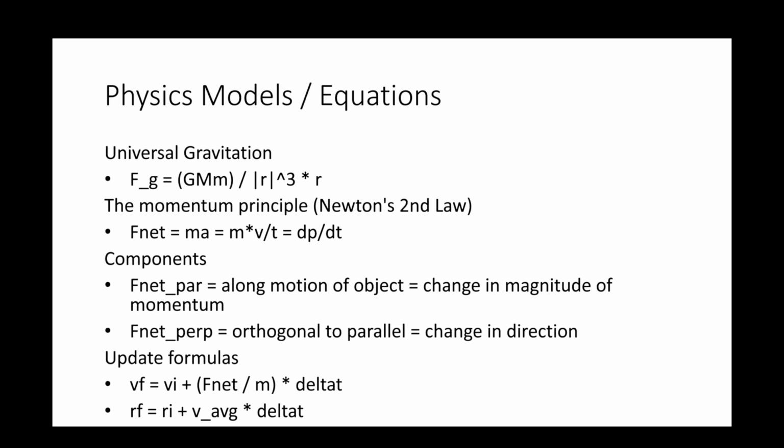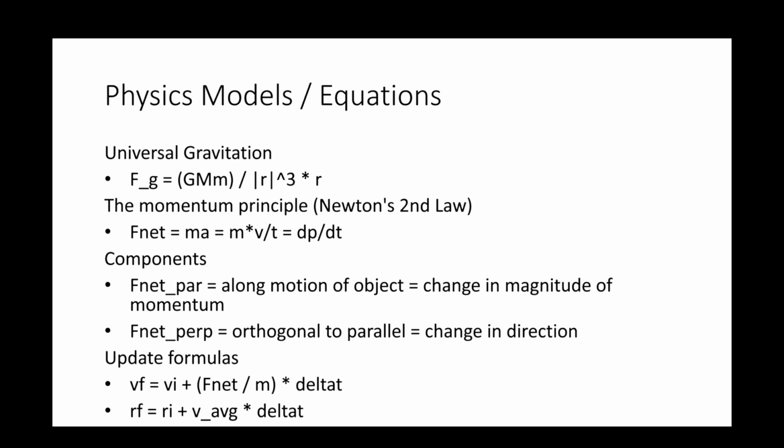We'll be using universal gravitation, which is the universal gravitational constant times both masses over the magnitude of the r position vector cubed times the r position vector. We'll be using the momentum principle, which is just Newton's second law. Since force equals mass times acceleration, you can split it up into mass times velocity over time, which ends up just equaling dp over dt, so the change in momentum over the change in time.